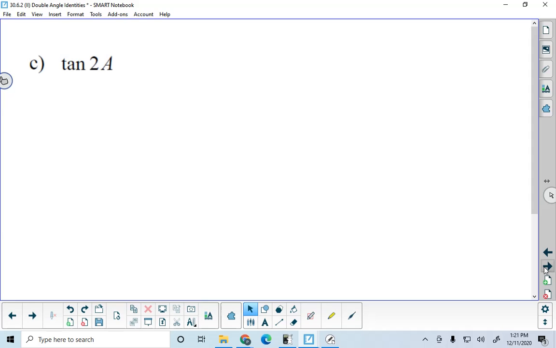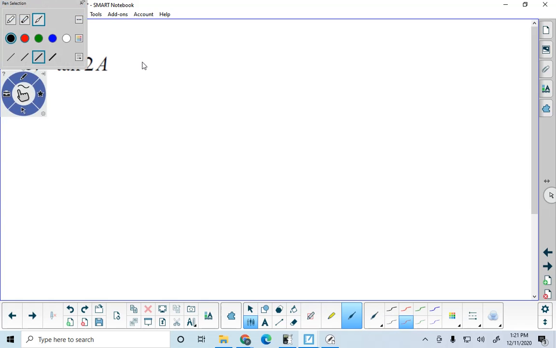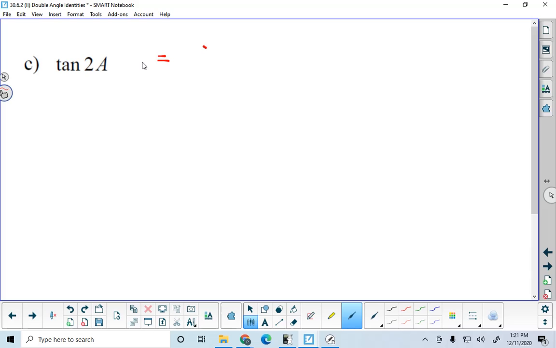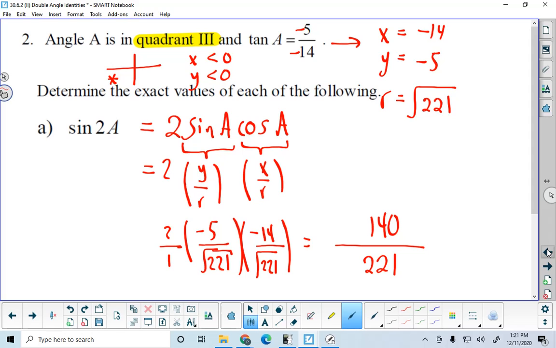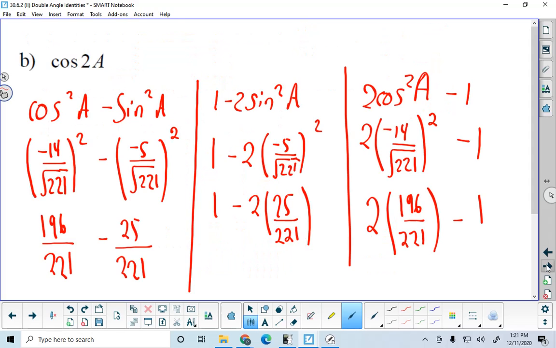What about tangent of 2a? Now we've got to go to that goofy formula. I'm not a big fan of this formula, but I believe tan of 2a, I'm going to need some verification here, is equal to 2 tan a over 1 minus tan squared of a. Okay, good. So, this is even easier because we were told tan of a. Tan of a is 5/14.